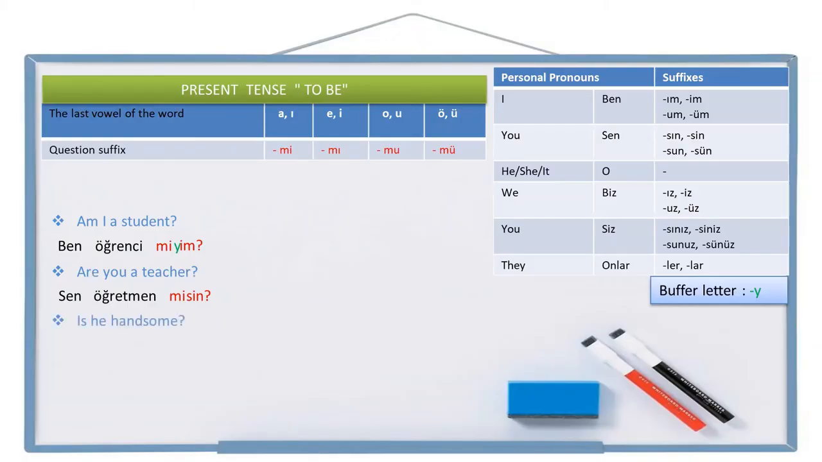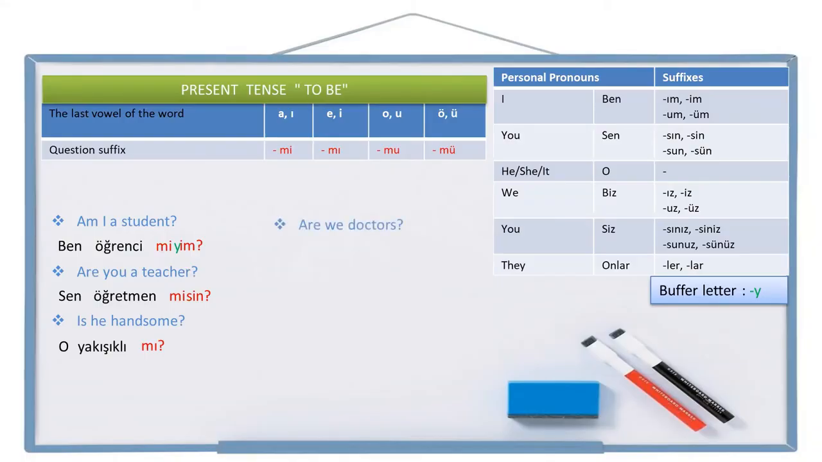One more example. Is he handsome? This time it's an adjective. Let's write the person pronoun he first. O, handsome, yakışıklı. We are going to leave a space and write the question suffix, mı. There is no person pronoun suffix for o, so the question sentence is, o yakışıklı mı? Is he handsome? O yakışıklı mı? Okay, now let's write some plural sentences.